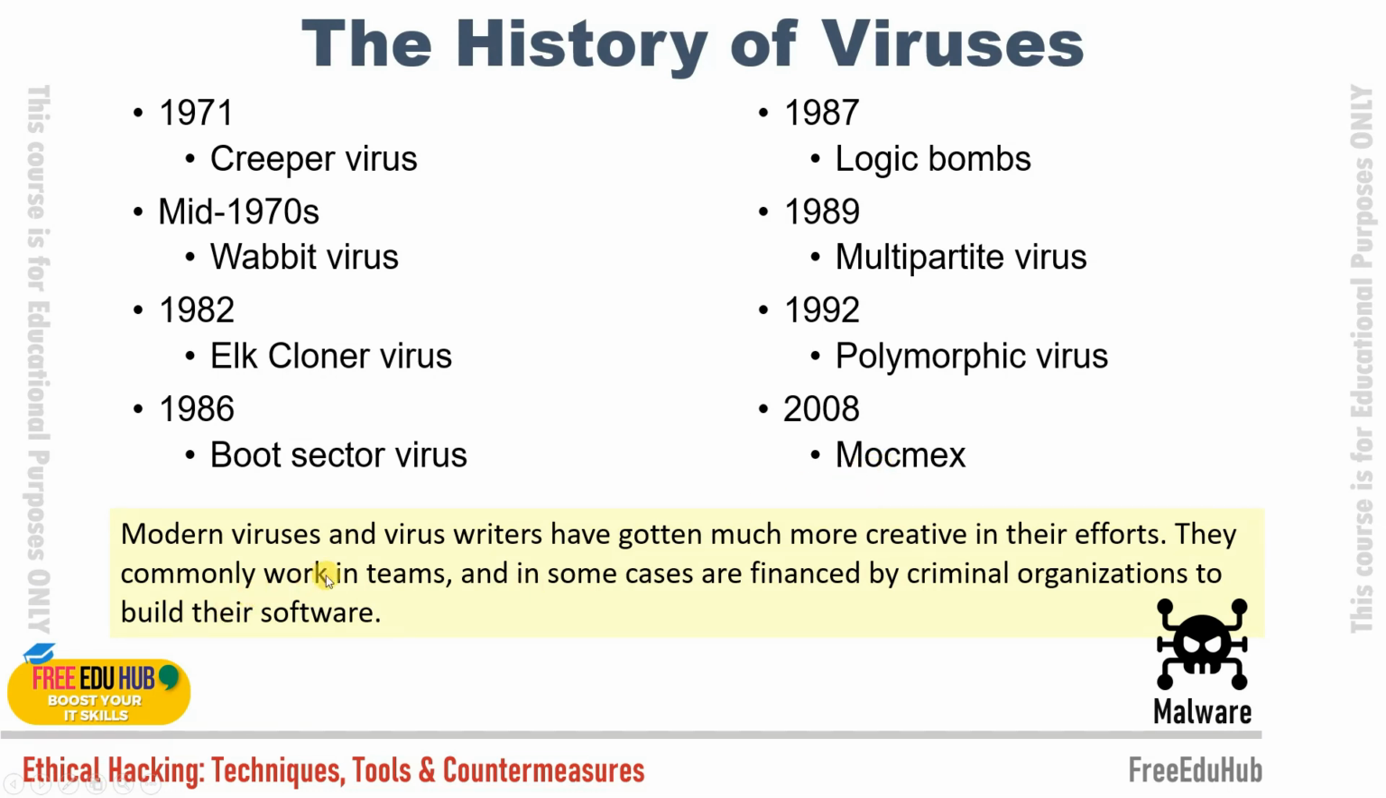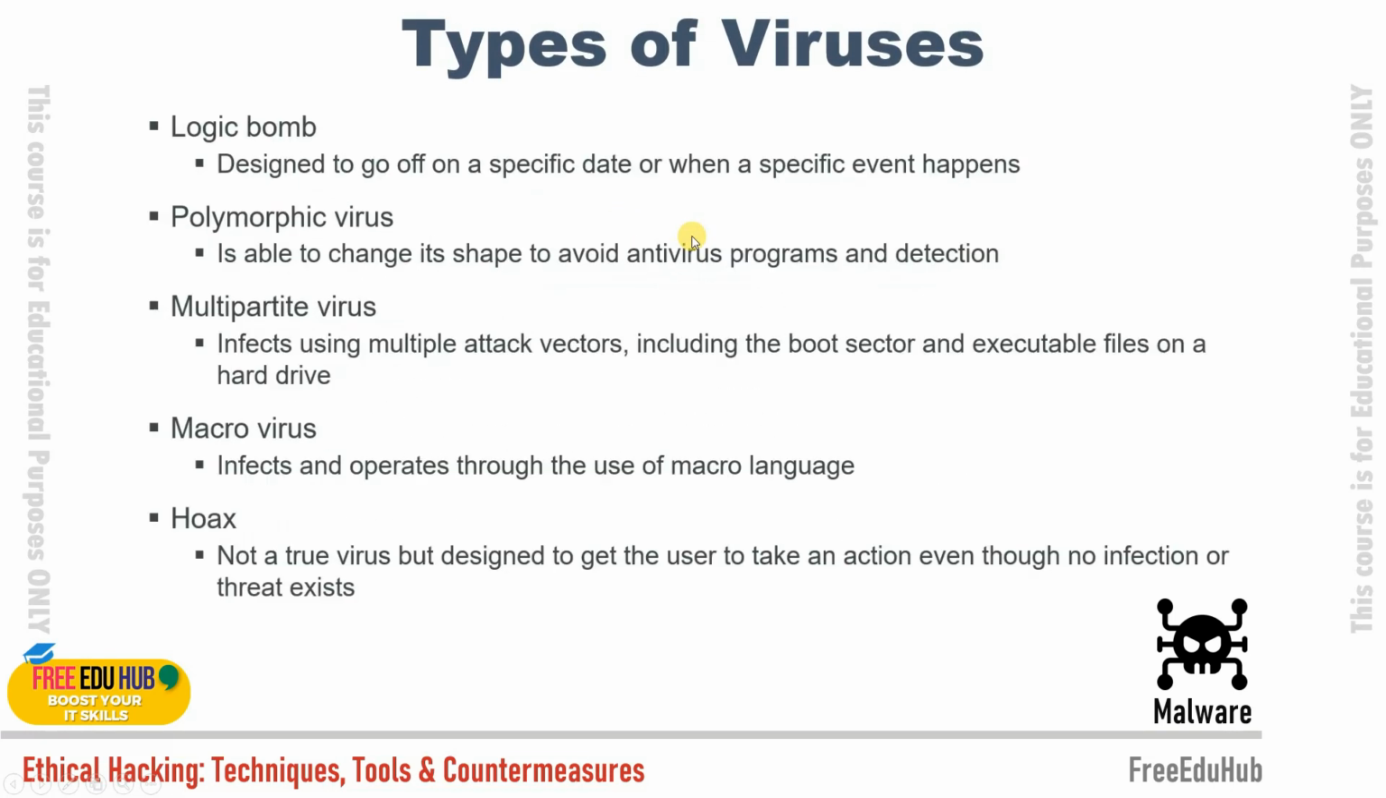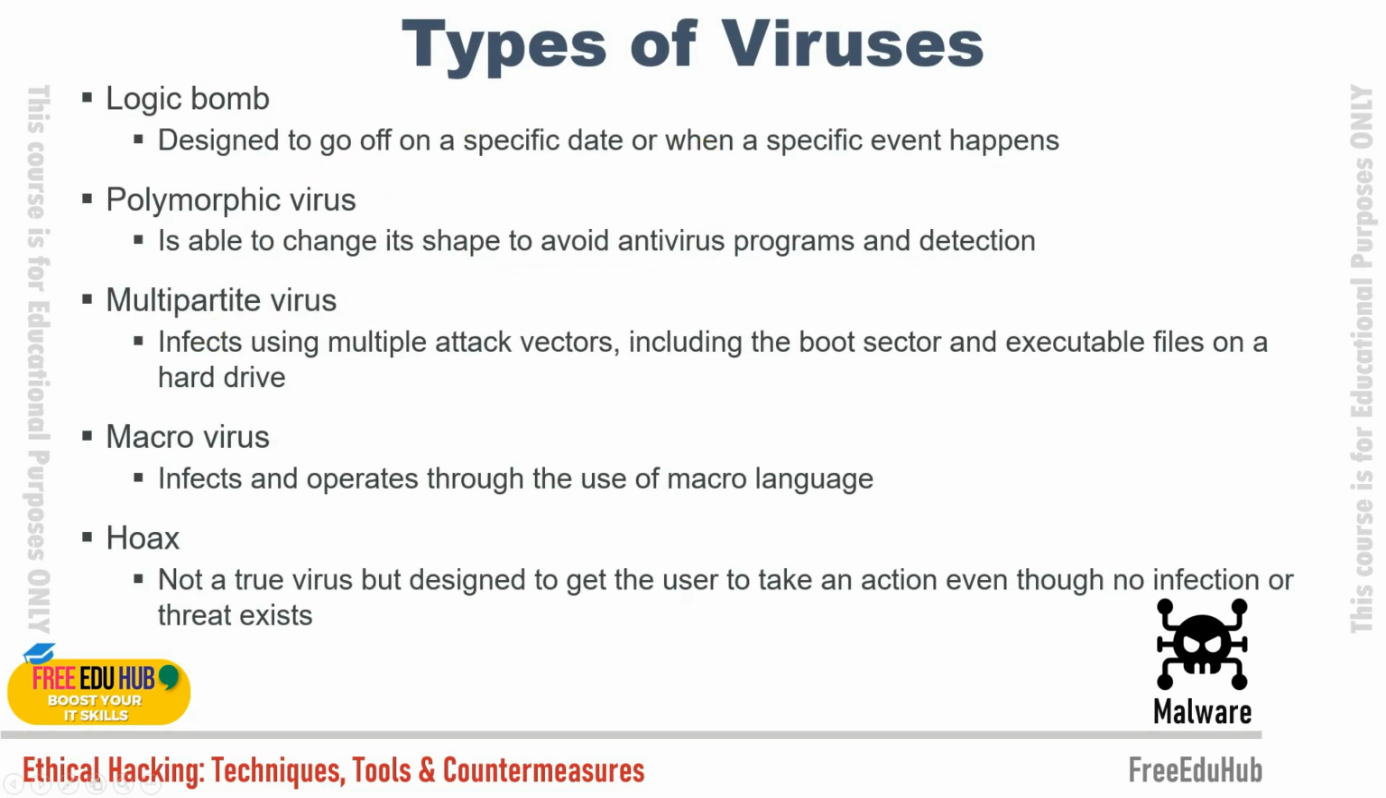Modern viruses and virus writers have become much more creative in their efforts. They commonly work in teams and in some cases are financed by criminal organizations to build their software and target specific organizations. Now we have certain categories of different kinds of viruses. We divide them into logic bomb, polymorphic virus, multipartite, macrovirus, and hoaxes. So let's explain what a logic bomb is.